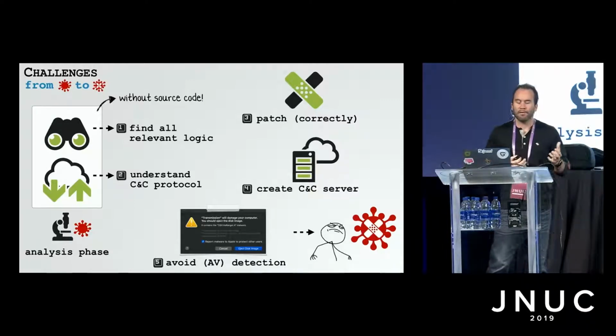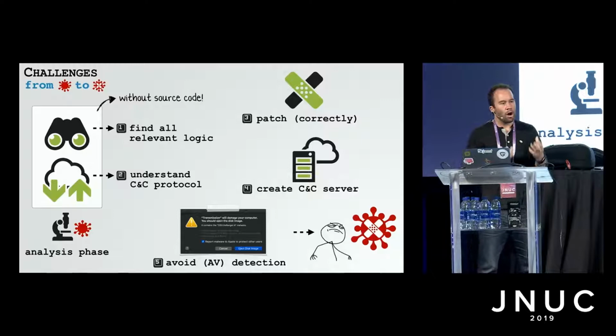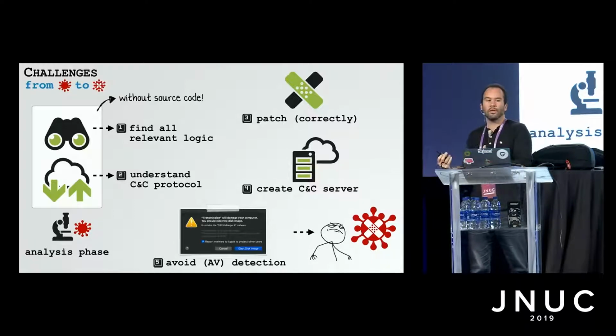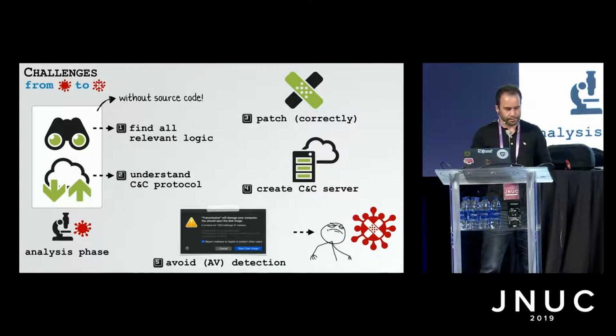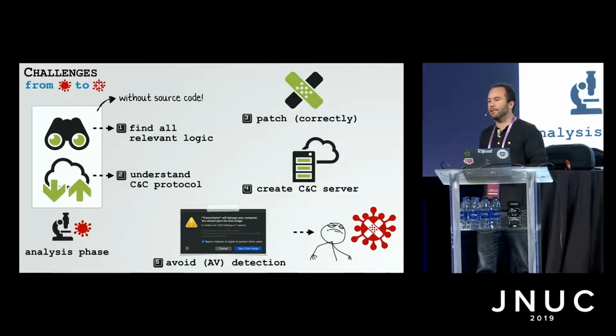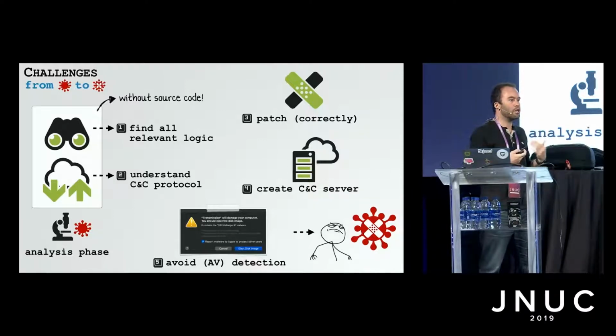And then finally, step 4, if the malware talks to a remote command and control server, you have to understand the protocol of that, and then also create your own custom command and control server. And then finally, you have to make sure that this repurposed malware specimen remains undetected, because generally hackers are repurposing known malware, which means likely there are already detection signatures, for example, in third-party antivirus products.